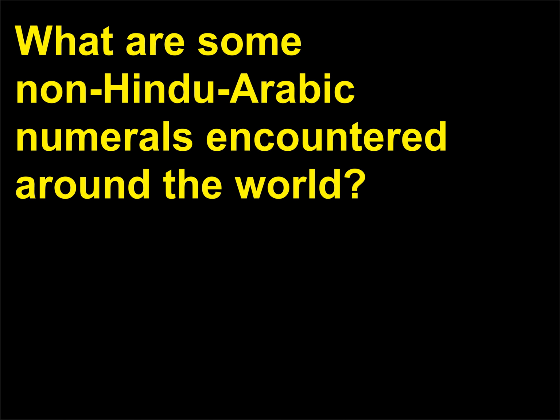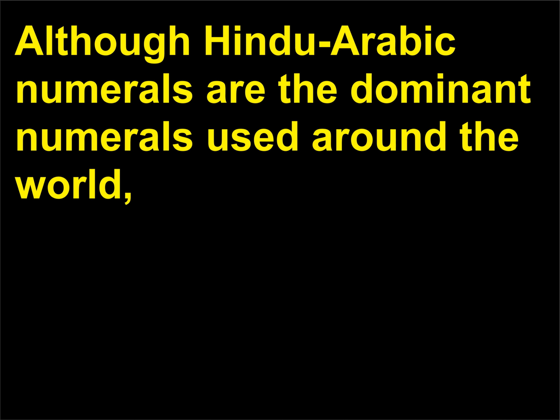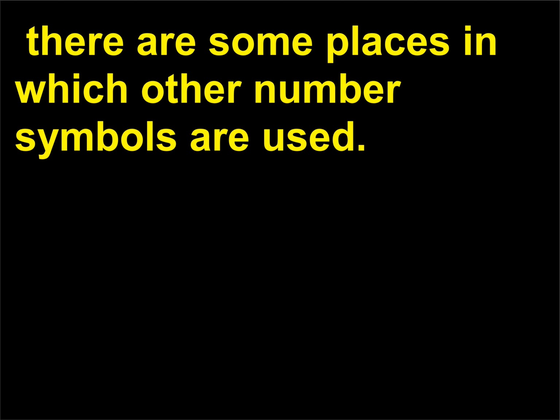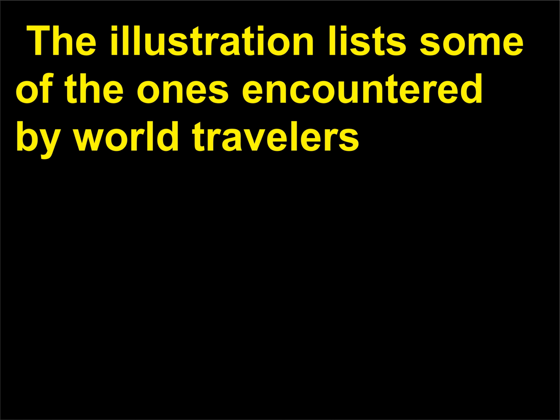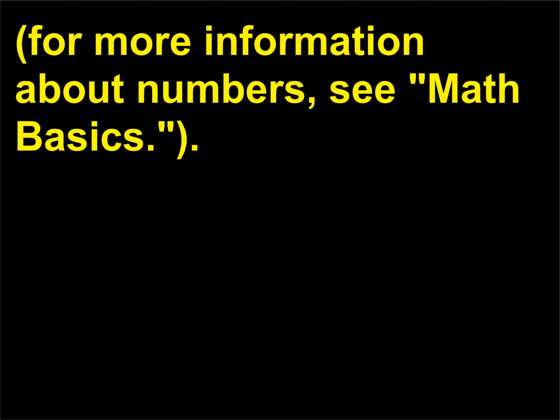What are some non-Hindu Arabic numerals encountered around the world? Although Hindu Arabic numerals are the dominant numerals used around the world, there are some places in which other number symbols are used. For example, there are Chinese, Japanese, Kanji, Greek, Thai, and Hebrew numerals. The illustration lists some of the ones encountered by world travelers. For more information about numbers, see Math Basics.